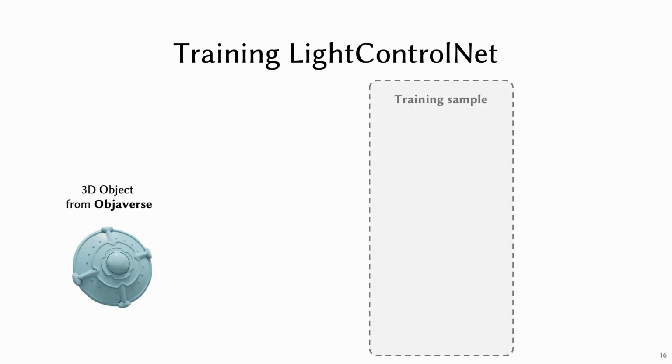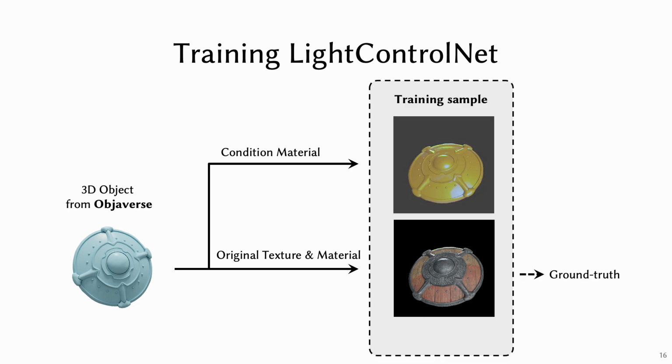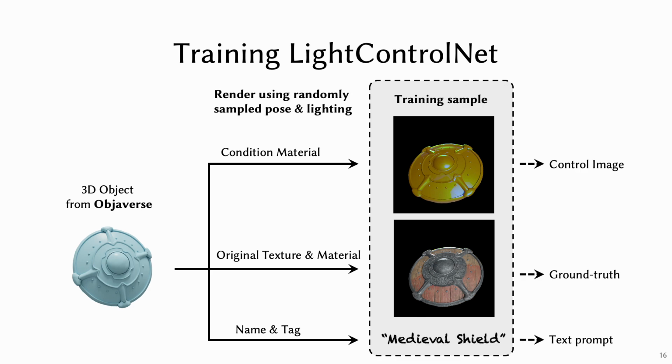To train our LightControlNet, we use 3D objects from the Objaverse dataset. Specifically, for each object, we construct a triplet as a training sample, where we render the object with its original texture and materials as the ground truth. We also render it with the conditioning materials as the control image. And finally, we use its name and tag as the text prompt. Importantly, we randomly sample the camera poses and the lighting during the rendering to make a diverse dataset.